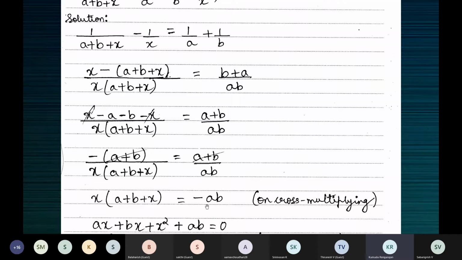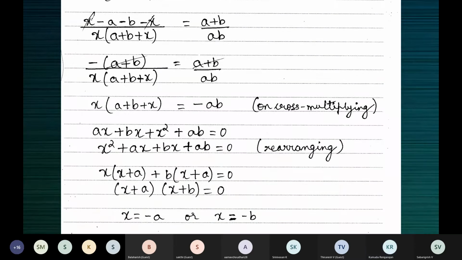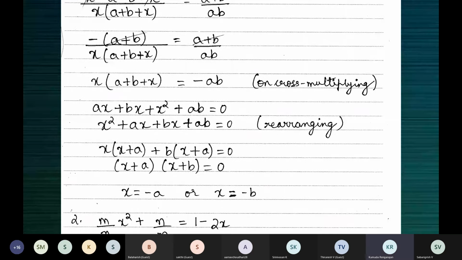Then open the bracket. There are 4 terms. Group 2 terms. Group the terms and solve for x.